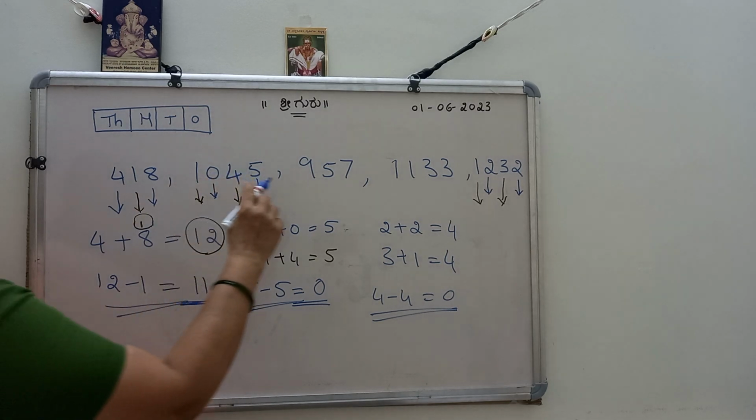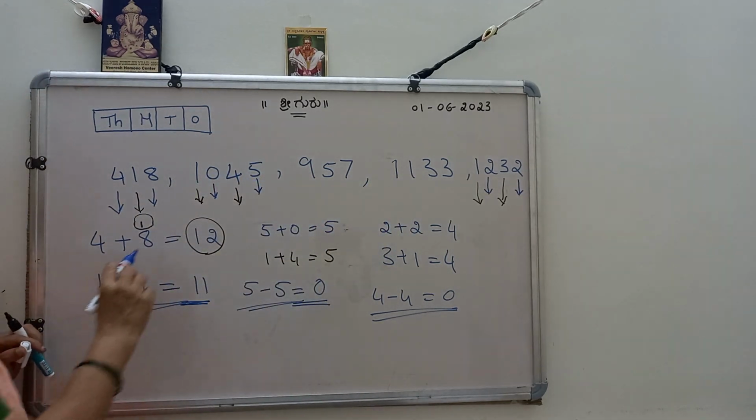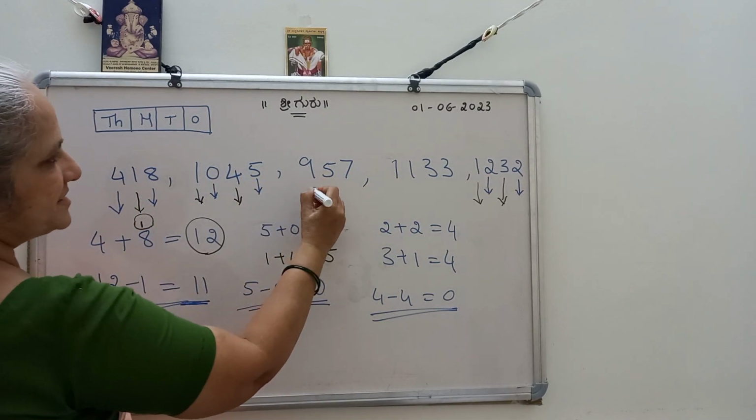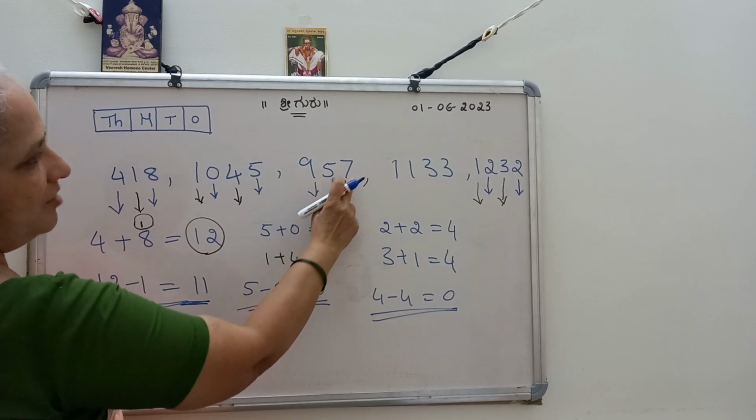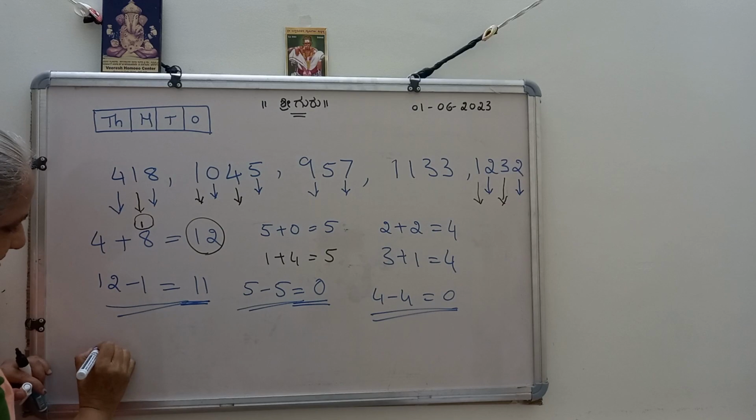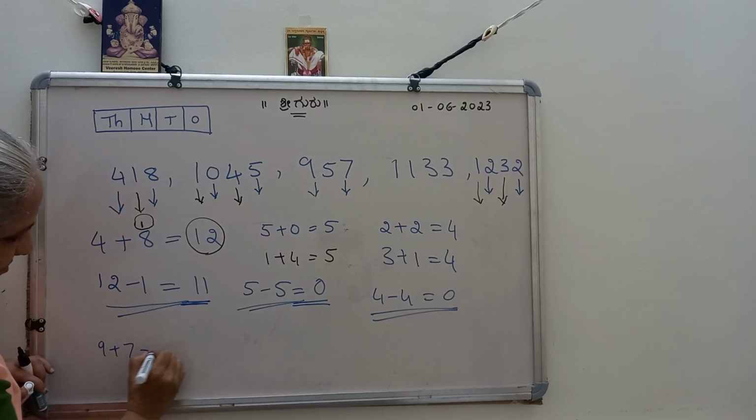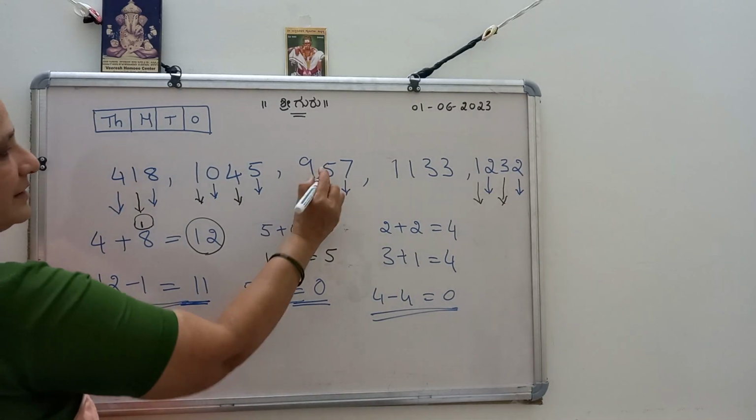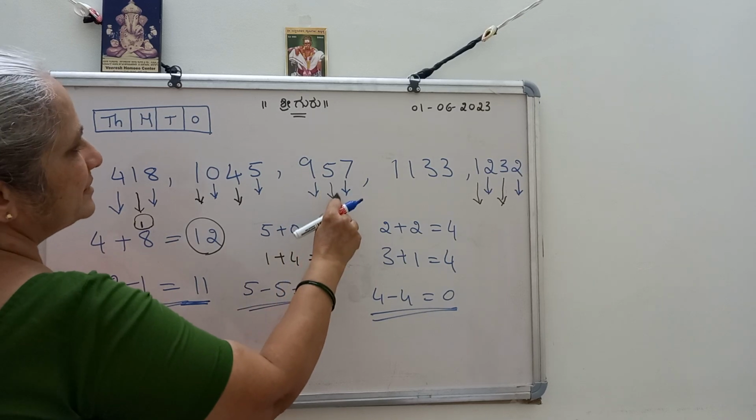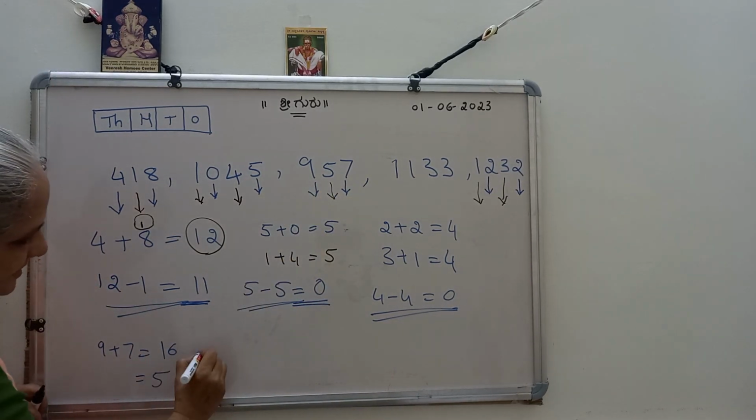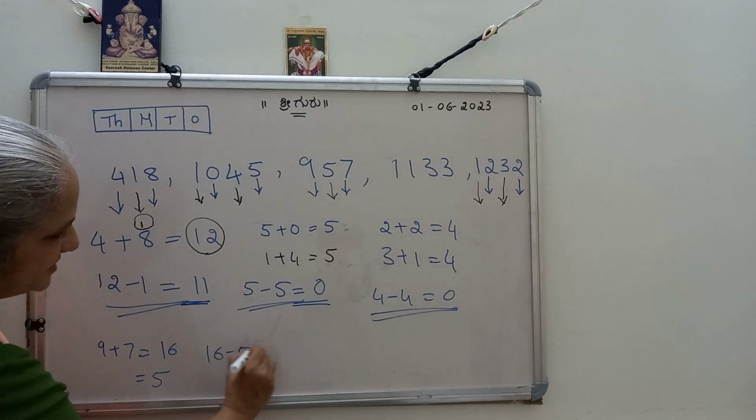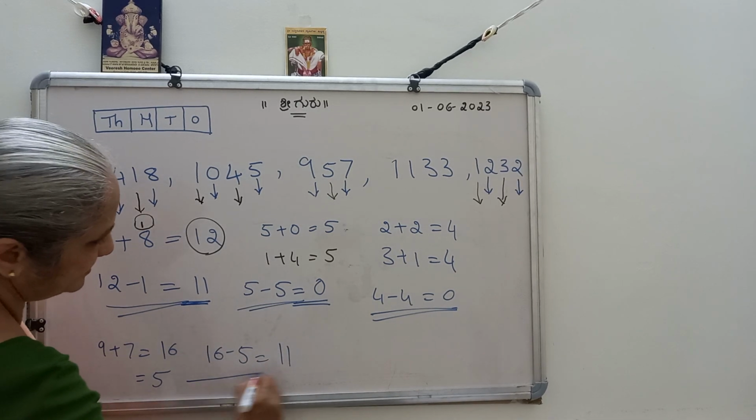And consider number 1133 or 957. Let us take this number. Digits in odd places are 9 and 7. 9 plus 7 is equal to 16. And digit in even place is 5. So taking the difference, 16 minus 5 is equal to 11.